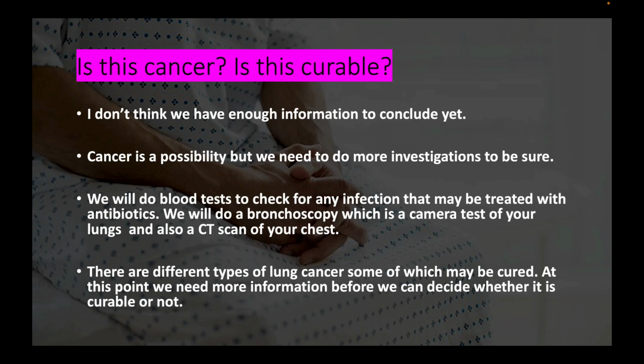For example, is this cancer or is this curable? A very common question that may be asked by the surrogate in a breaking bad news session. A good way to answer that would be, I do not think we have enough information to conclude whether this is cancer or not. Cancer is a possibility, but we need to do more investigations to be sure. We will do blood tests to check for any infection that may be treated with antibiotics, and we will also do a camera test, that is bronchoscopy, and a CT scan of your chest. There are different types of lung cancers, some of which may be cured. At this point, we need more information before we can decide whether it is curable or not.